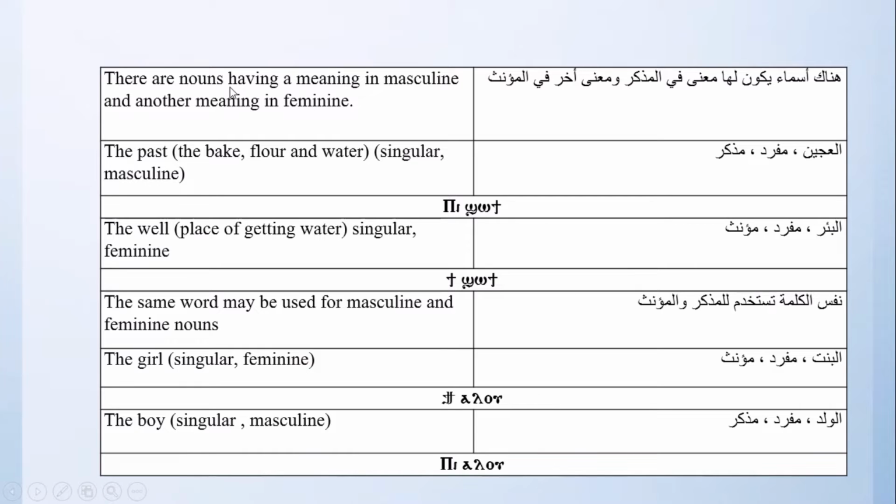Some nouns vary in their meaning from masculine to feminine. For example, the word shoti, if it is masculine, pi shoti, means the paste, the dough of flour and water. While when it is feminine, ti shoti, it means the well, a place of getting water. Sometimes the word can be used for feminine or masculine. For example, the word ti alu means the girl, and pi alu means the boy. What has changed? It was the definite article before the word.